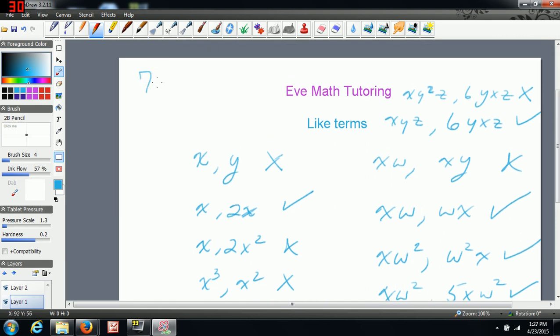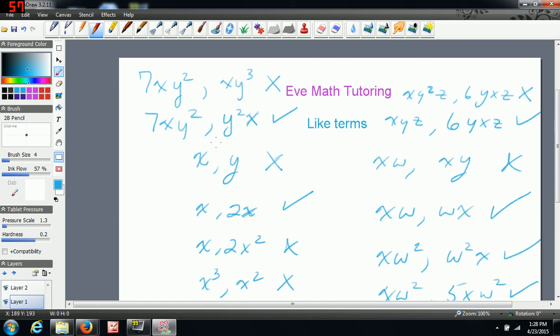So if I had 7xy squared and then I had xy cubed, those would not be considered like terms because the powers of the variable y are not the same. That's why these wouldn't be considered like terms. However, if I had xy squared and y squared x, even though the order is not the same in these two, because the powers are the same and you have the same two variables, these are considered like terms. Okay?